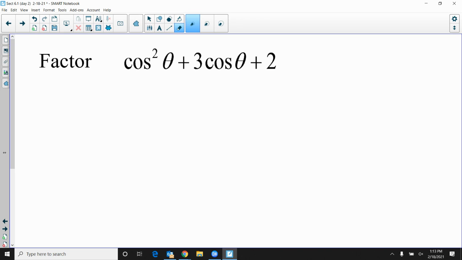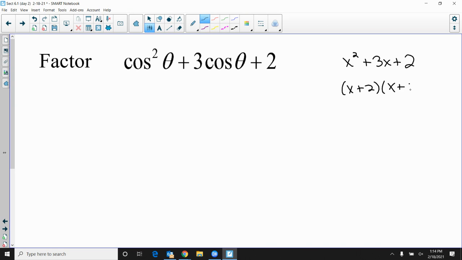I think this is a trinomial. That was kind of a hint. You have a squared term, you have a linear term, you have a constant. Think of that as x squared plus 3x plus 2. That would be like the equivalent form. Well, factor x squared plus 3x plus 2. That factors into x plus 2 times x plus 1. Remember, you just want two numbers that multiply to 2, add to 3.